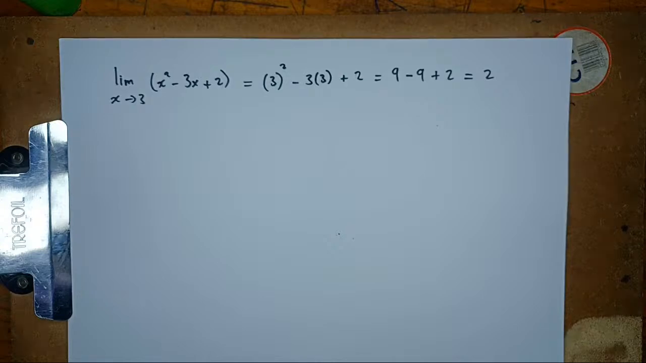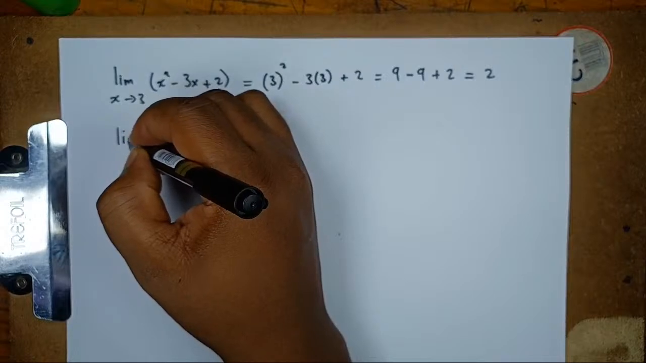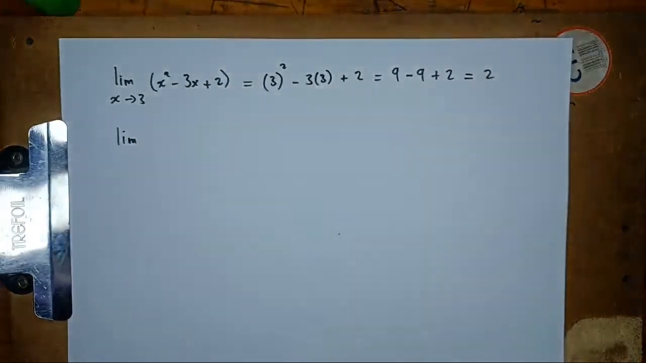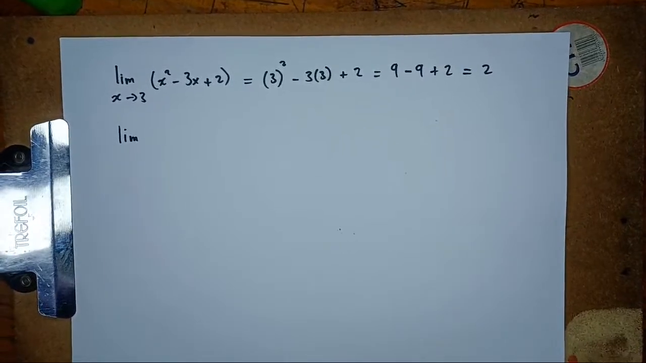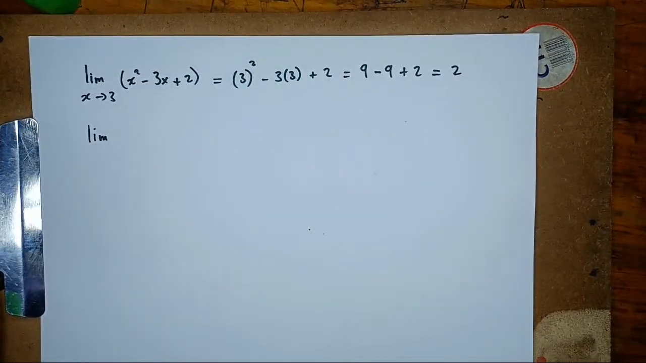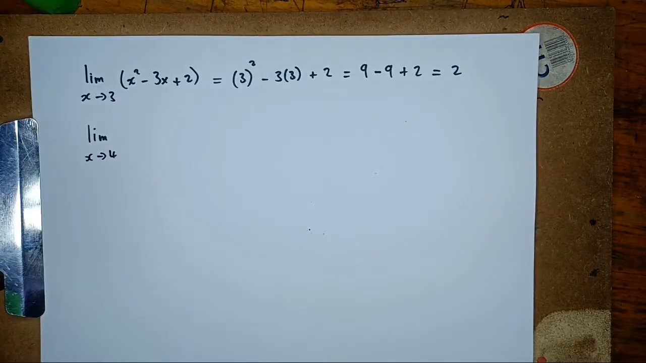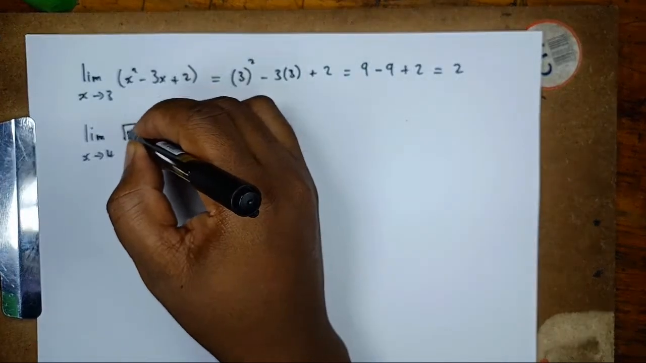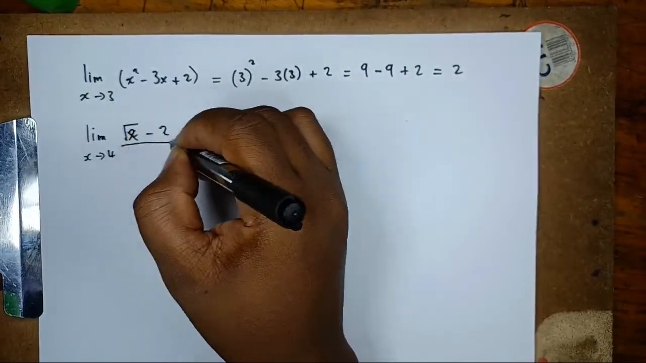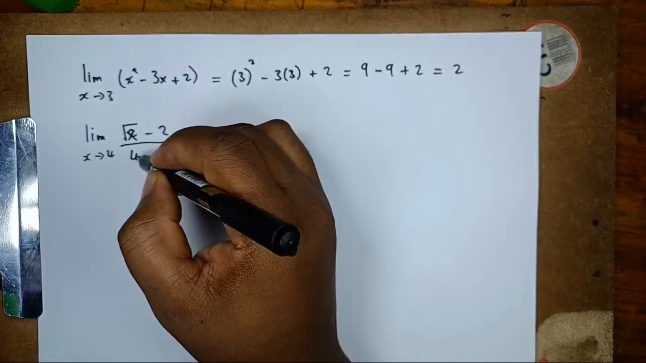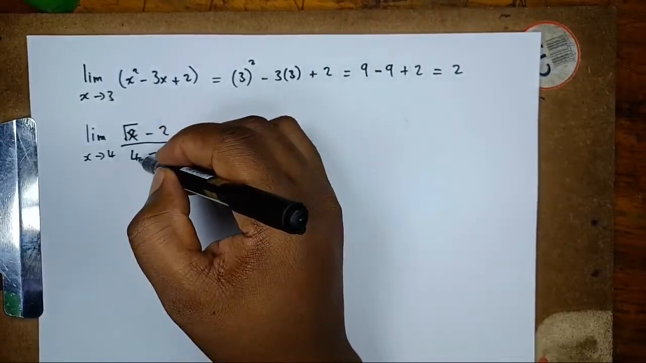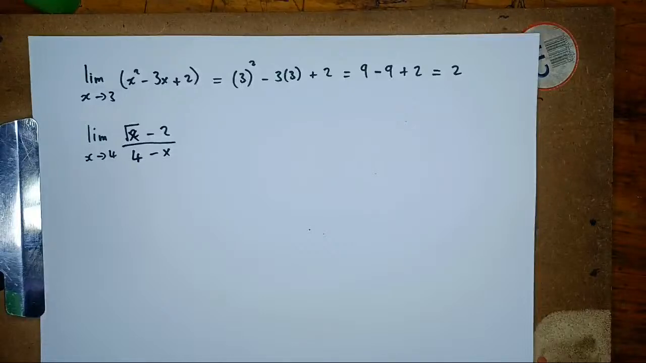Okay, so another example. This one is similar to the one which has the difference of two squares. So this one is the limit as x approaches 4 of root x minus 2 divided by 4 minus x.